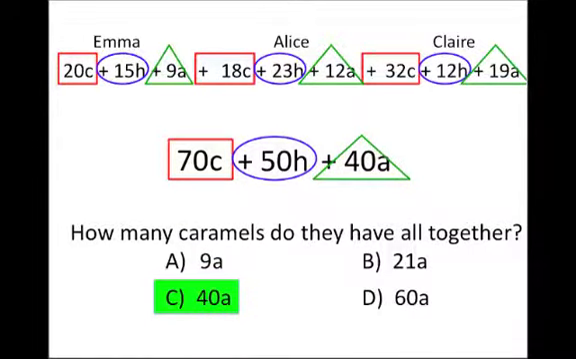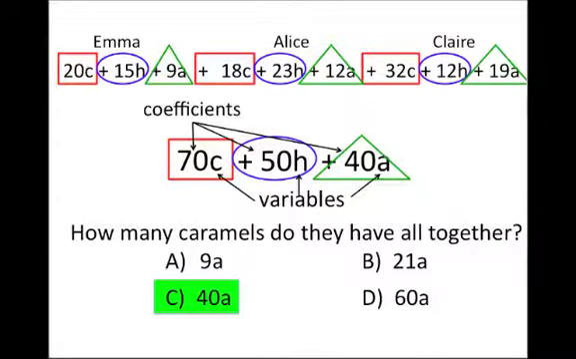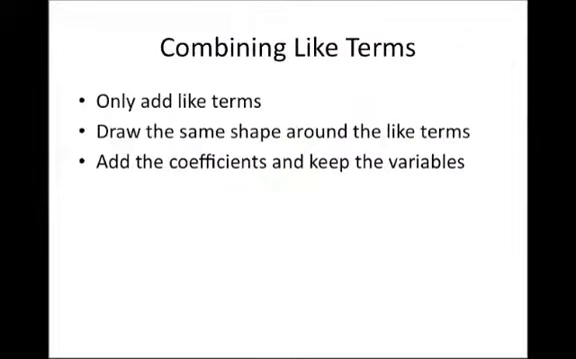A little vocabulary here. The number of things is called the coefficient of the term, and the kinds of things represented by letters are called the variables. To summarize, to make an algebraic expression simpler and easier to read, we combine like terms. Only add together the same kinds of things, the like terms. To make it easier, you can inspect them first and draw the same shape around the like terms. Add the coefficients and keep the variables.